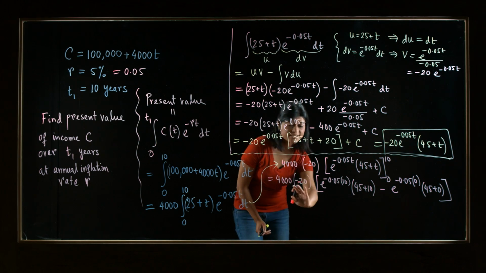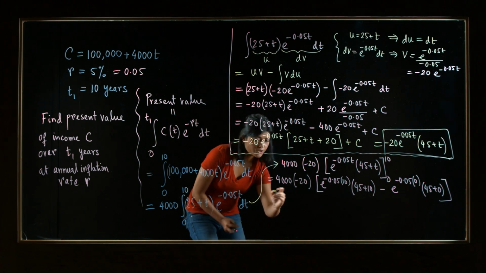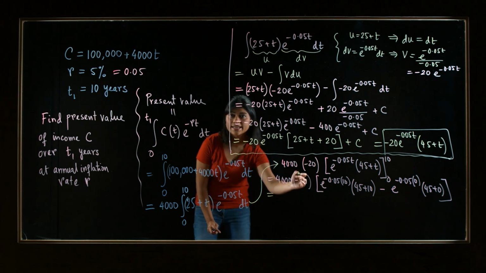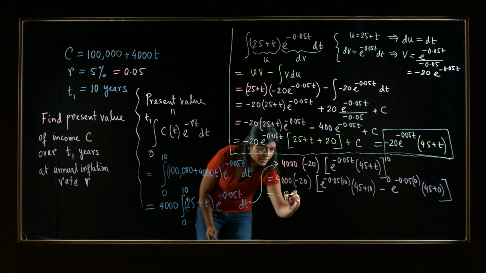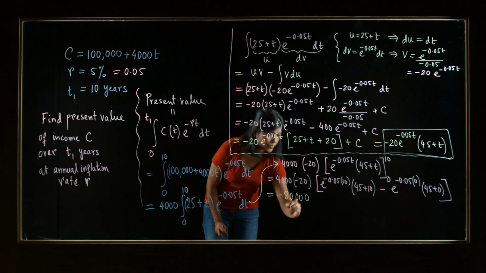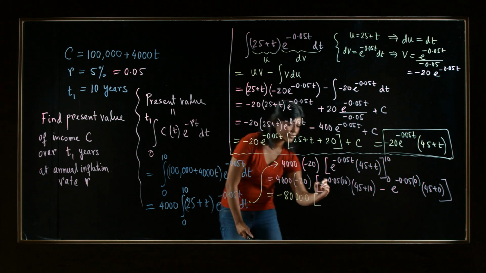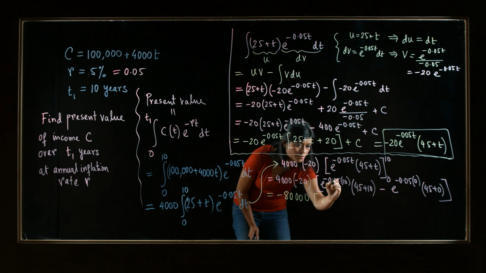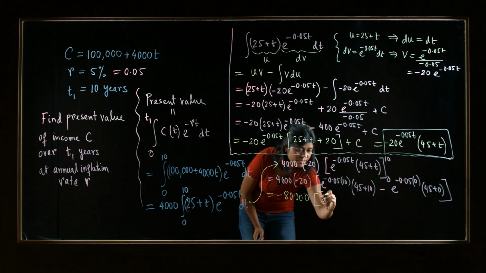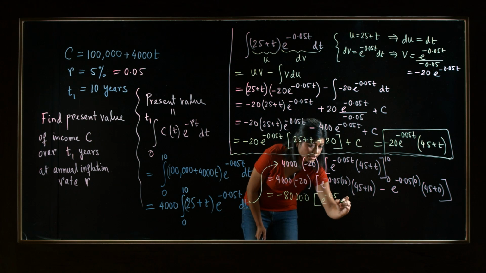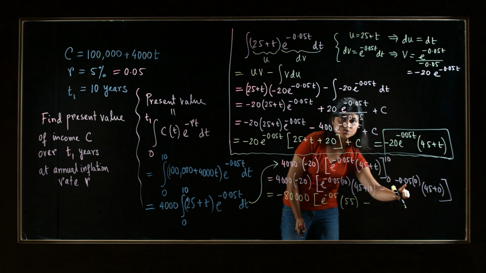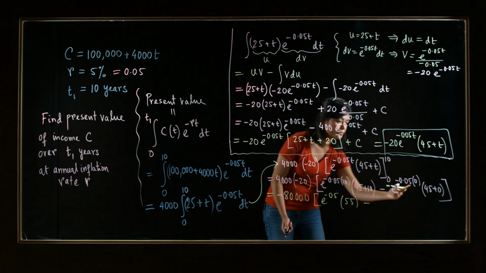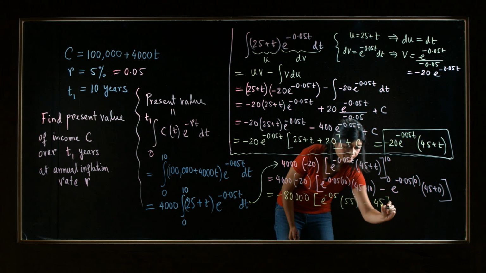Okay, so let's simplify this now. And here, let's see, 4,000 times negative 20. So we have a negative sign, and 20 times 4,000, that will be 80,000. Okay, now inside the bracket, notice this exponential portion, it will be 0.05 times 10, so it's negative 0.5, and here we have 55, minus, in this exponent, we're multiplying by 0, so this is e to the 0, and e to the 0 is 1, so we'll be just left with 45.